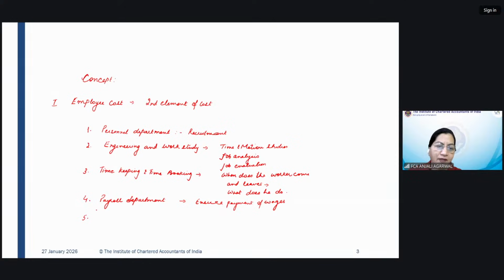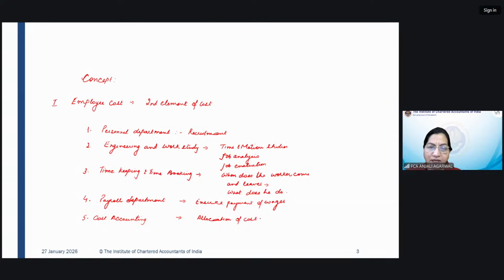And finally, the cost accounting department, which will keep a record of the total cost incurred in the payment of workers, or the employee cost, ensuring that the cost is properly allocated to the various jobs. So here we also talk about various kinds of idle cost. How will you treat the idle cost, etc.? How will you treat the overtime cost, and so on?